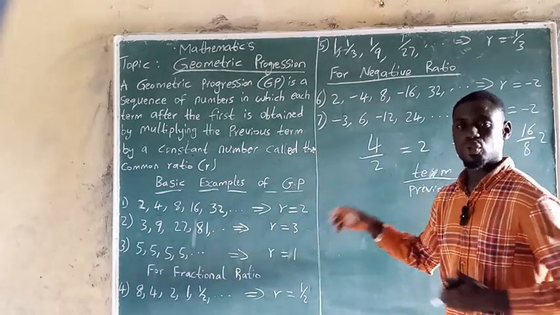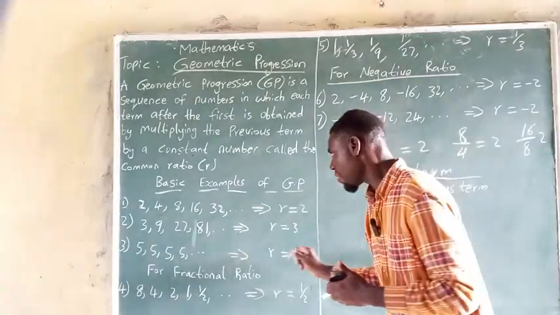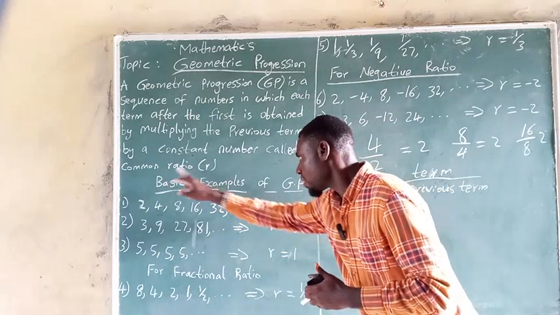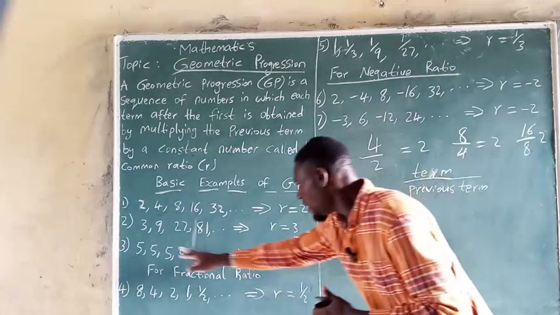You observe that you have 3. So that 3 now is a constant number, so it is called the common ratio. I told you what the definition says: the common ratio is denoted by the small letter r.